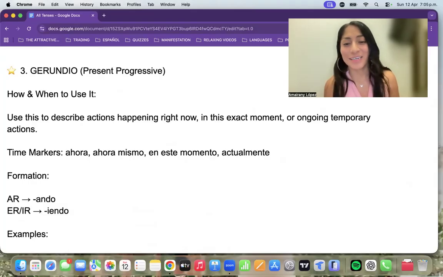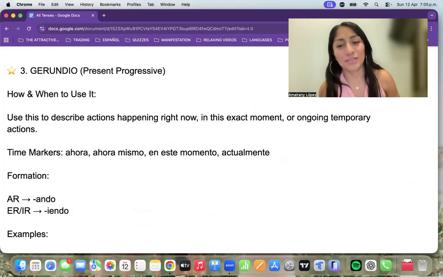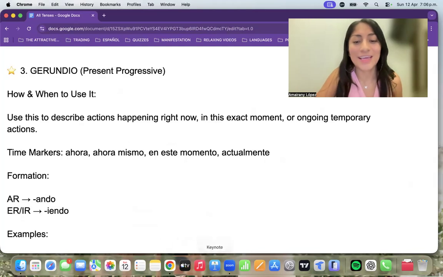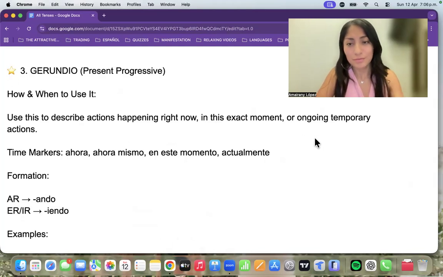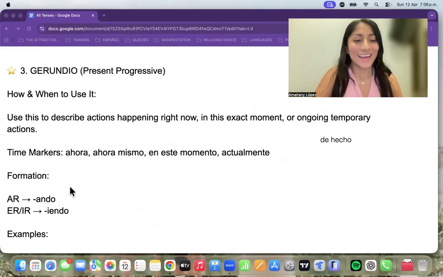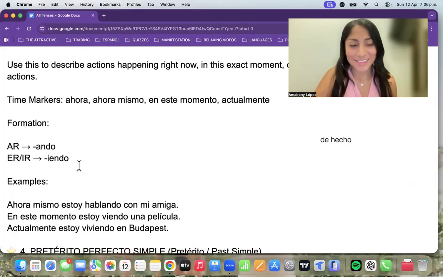Actualmente, I know it could be actually because of the rule that I told you earlier, but this is an exception, okay? So actualmente doesn't mean actually. It does not mean actually, it means currently. Now, how do we say actually? We say de hecho. De hecho, which is quite similar to in fact, okay? In fact, actually, de hecho. Okay, so actualmente, currently.